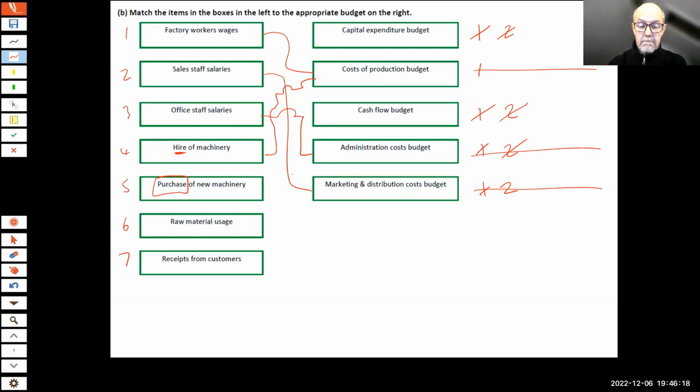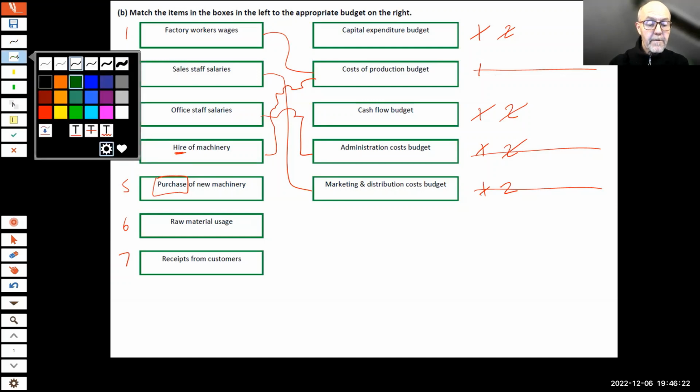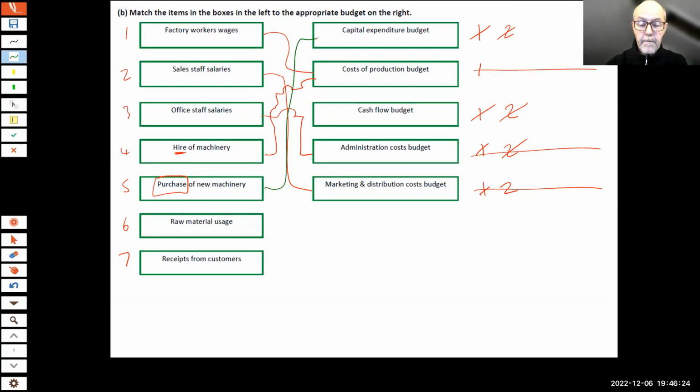So I'm going to use another colour for that. We're running out of colours here. Getting a bit confused with all that. There we go. Raw material usage. Well, that's one of the elements we need for production. It's not admin, it's not marketing, it's not capital expenditure. Receipts from customers.